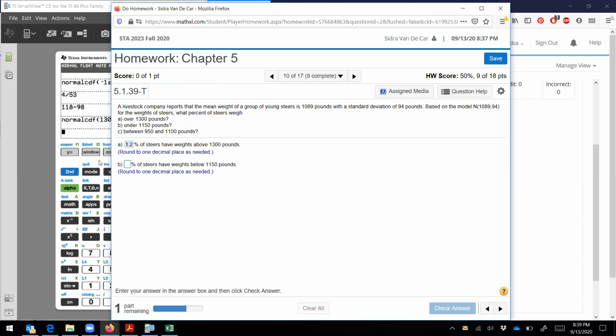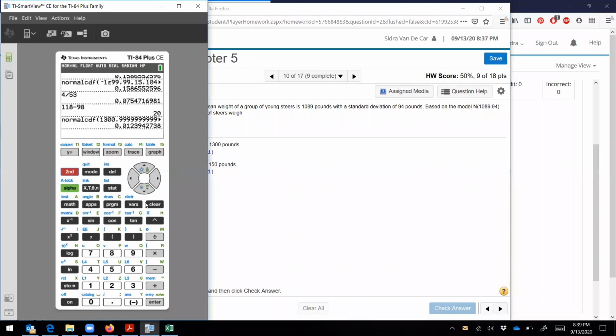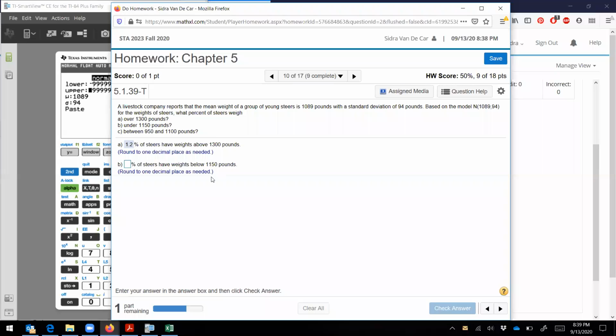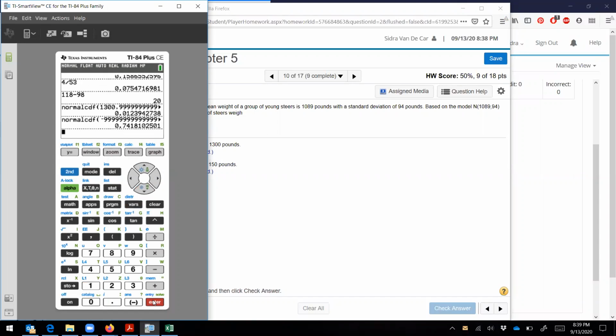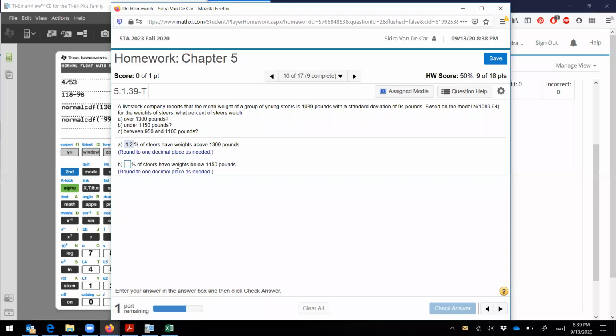Weights below 1150. So second distribution, normal CDF. This time I want to go negative infinity, so negative 9999999 to 1150. Same mean, same standard deviation. So about 74.2%.